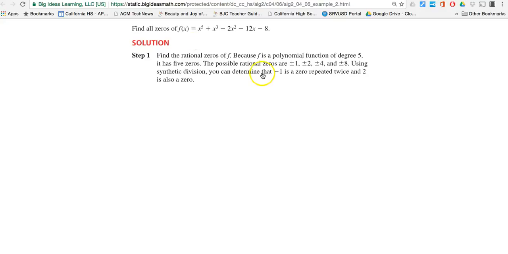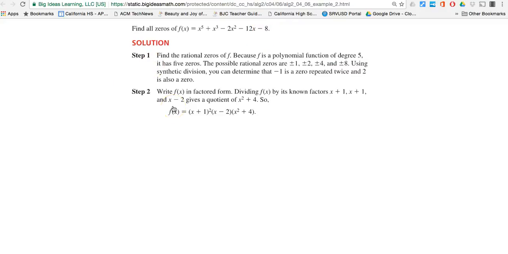Now, when you were doing your synthetic division, you should have figured out that -1 is a 0 and 2 is also a 0. Now, it turns out -1 is a 0 that repeats twice. You found that out if you started using -1 again on some of your simplified down polynomials. So right now we only have 3 of our 5 zeros. And if you do synthetic division with 2 and -1 here, you'll see that we end up with a quotient of x squared plus 4.